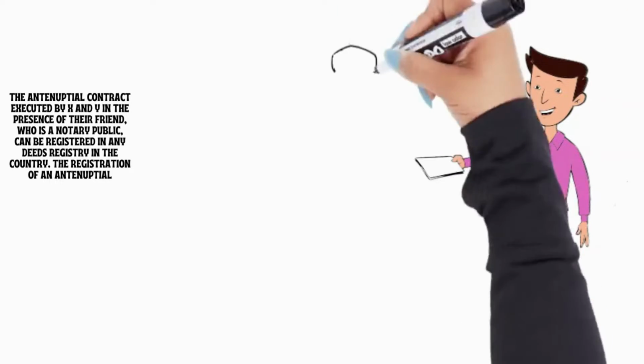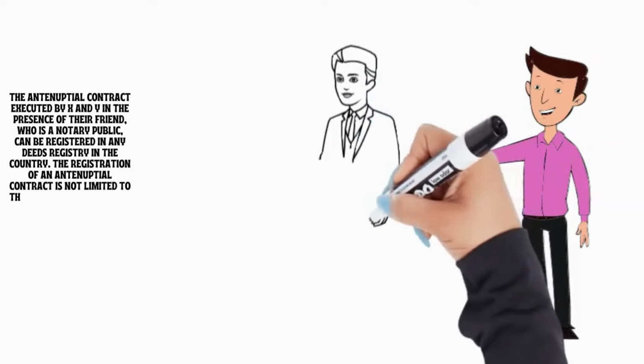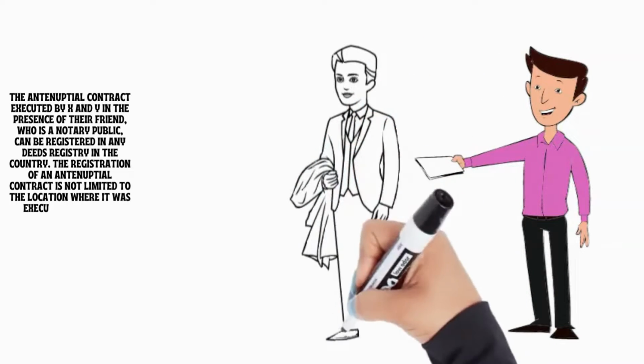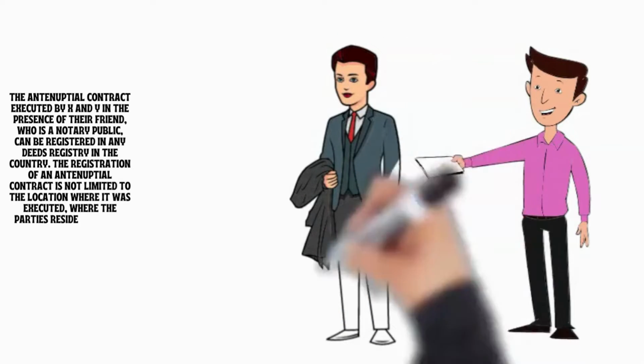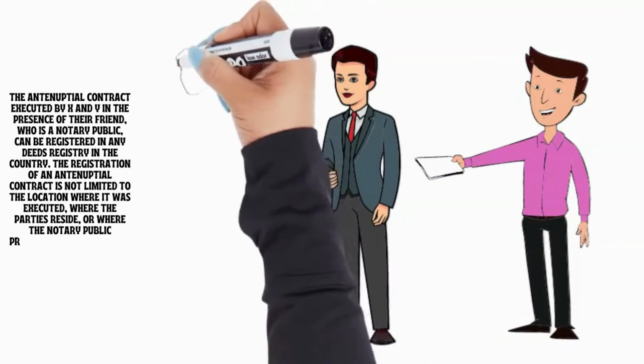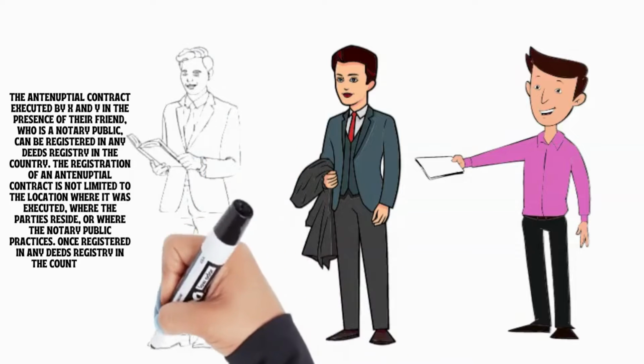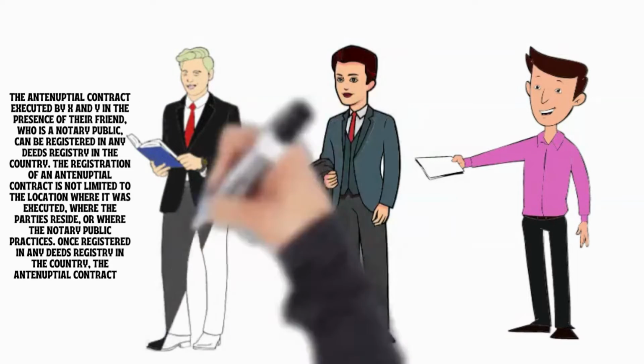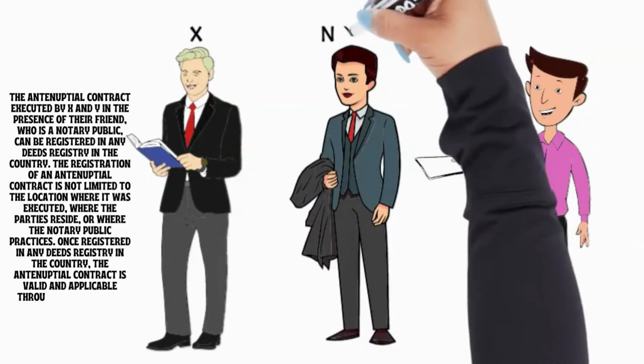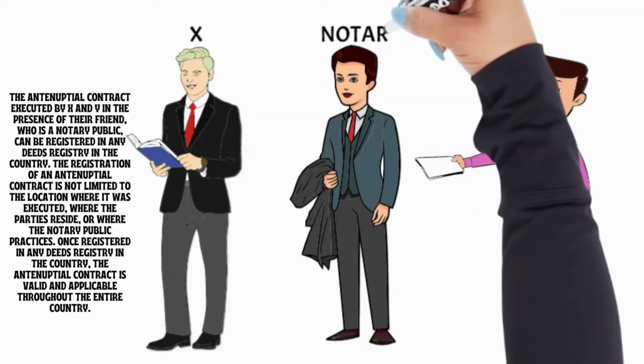The registration of an antenuptial contract is not limited to the location where it was executed, where the parties reside, or where the notary public practices. Once registered in any deeds registry in the country, the antenuptial contract is valid and applicable throughout the entire country.